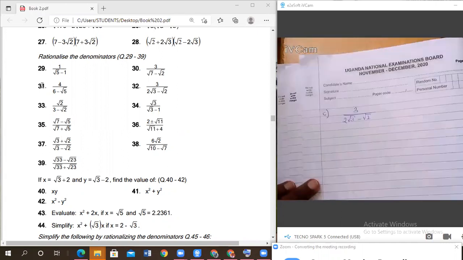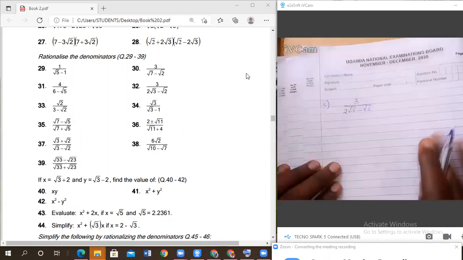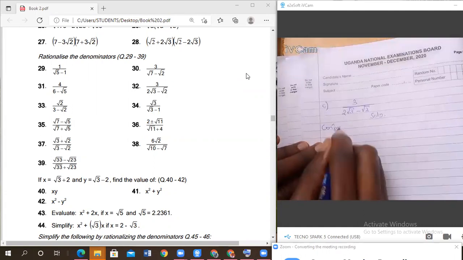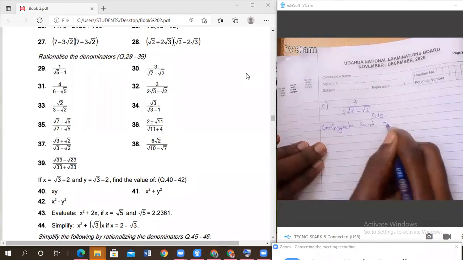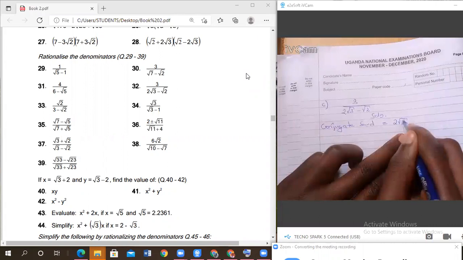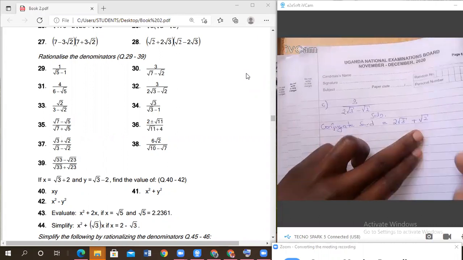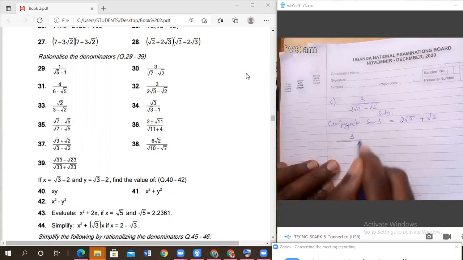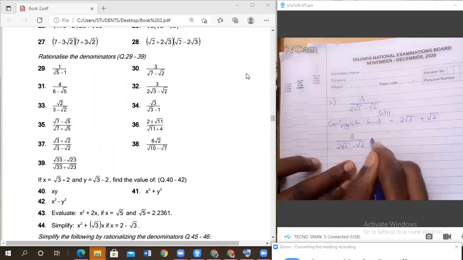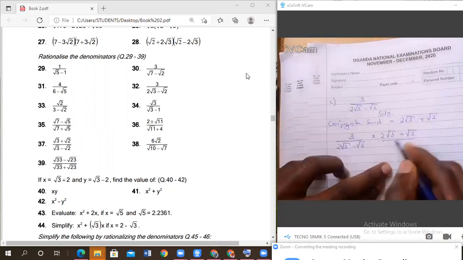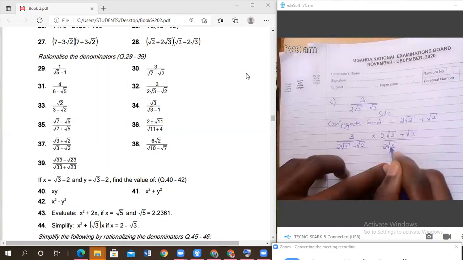Who's going to take us through this one? Just tell us the steps. You get the conjugate. What's our conjugate? 2 root of 3 plus root of 2. What do we do with it? We multiply. So 3 over 2 root of 3 minus root of 2, times 2 root of 3 plus root of 2 over 2 root of 3 plus root of 2.